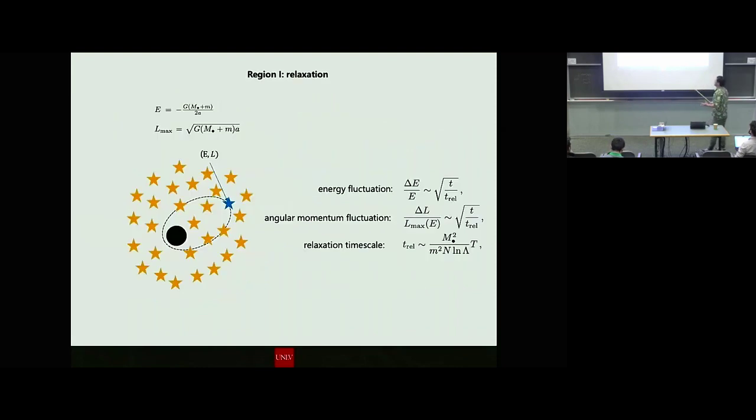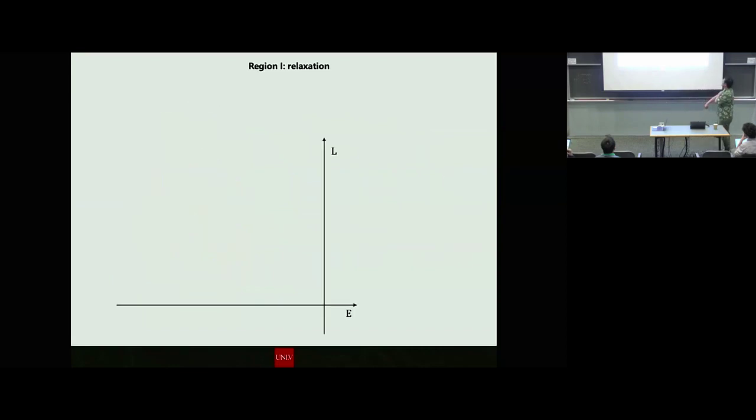The first is region 1, where we have the relaxation process. In the nuclear star cluster, we have a lot of stars orbiting around the supermassive black hole, and each orbit can be described by its specific binding energy and angular momentum. Due to gravitational perturbations from other stars, the energy and angular momentum of these orbits will fluctuate on the so-called relaxation time scale. If we consider the TDE process, I think it is better to describe this relaxation process in the energy and angular momentum parameter space.